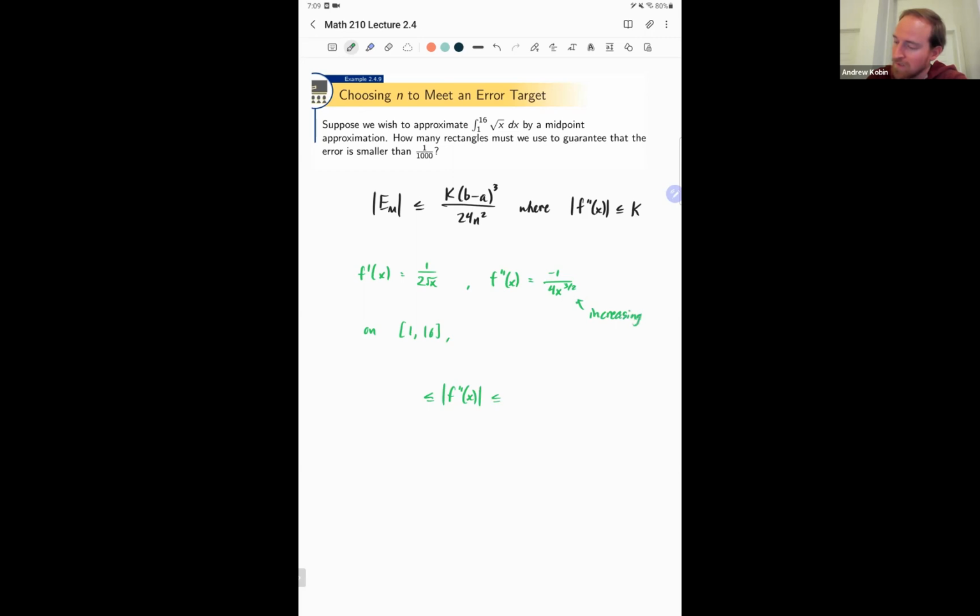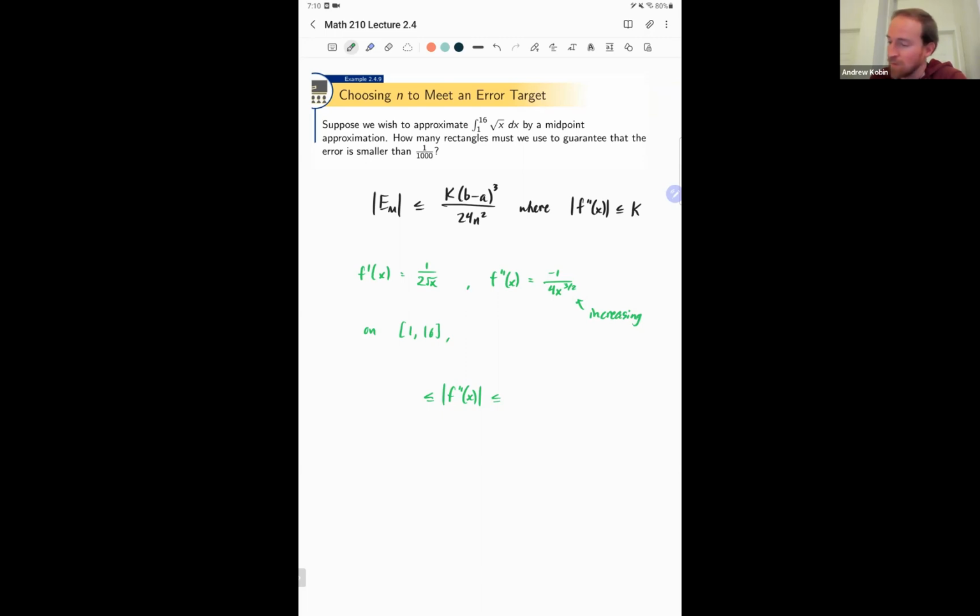I know that takes a moment to parse. If there was no negative sign, this fraction would be decreasing. We think of this as increasing up to 0 from some potentially larger negative numbers. So what's going on? The function's always increasing, so the smallest value that f double prime can have over the interval is when we're at the left endpoint.